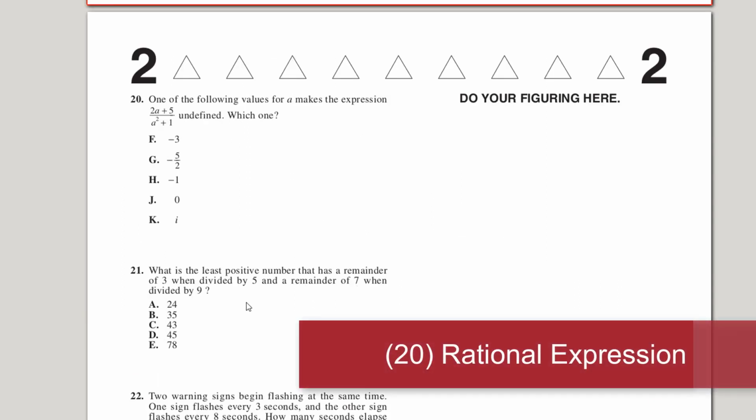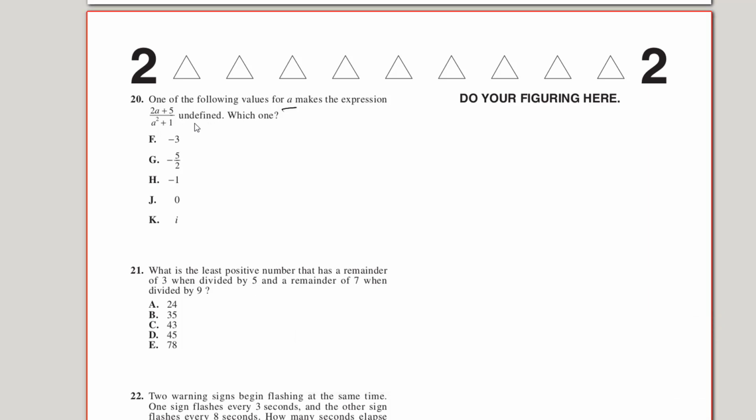Let's look at question 20. Which one of the following values for a makes the expression 2a plus 5 over a squared plus 1 undefined? So what we need to think about is what makes an expression undefined. And when we are given this 2a plus 5 over a squared plus 1, one thing you should always think about when you're looking at the domain, that is one area where we look at things being undefined, or even asymptotes. That's another thing where this area might come into play.